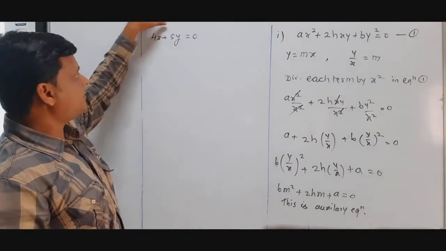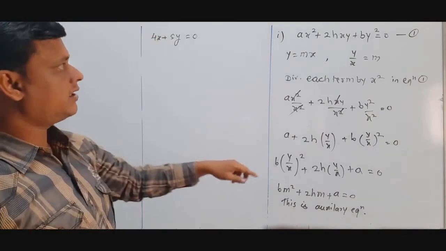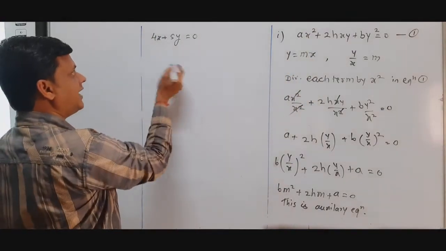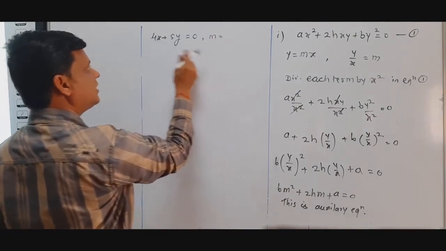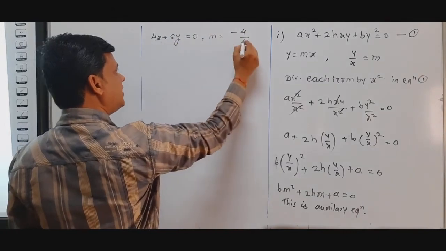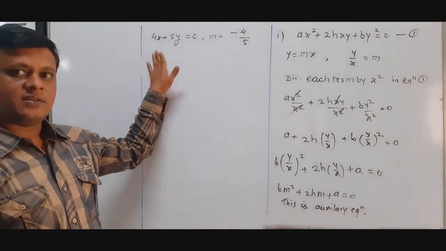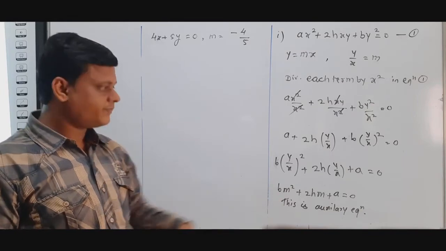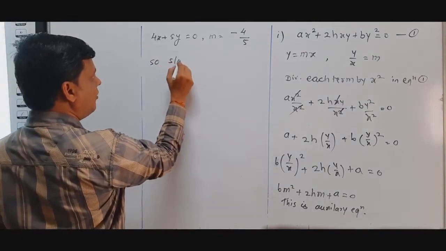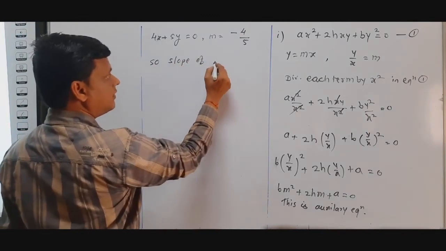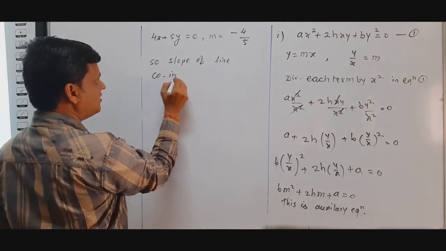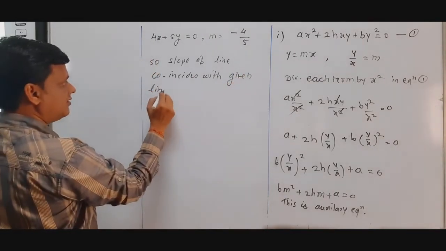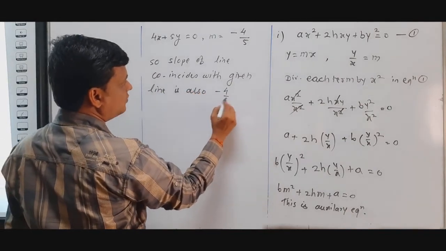Now the given line is 4x plus 5y equals 0. This line coincides with one of the lines of this combined equation. So we find the slope of this line. The slope of this line is m equals minus a by b. The value of a is 4, the value of b is 5. Now this is the slope of this line. This line coincides with one of the lines of this auxiliary equation. So the slope of the line coinciding with the given line is also minus 4 by 5.